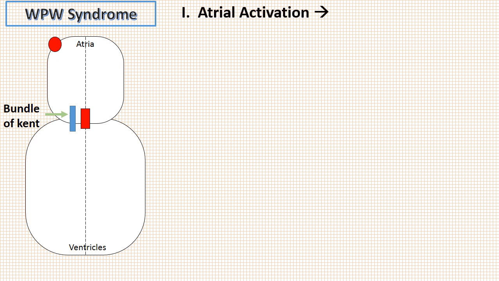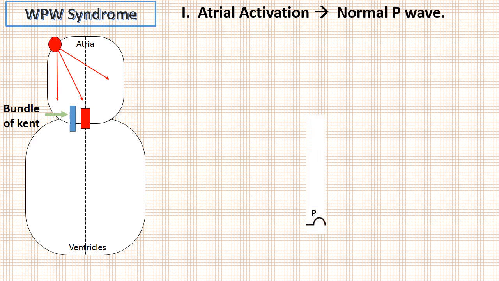First, atrial activation. The impulses leave SN node and activate the atria in normal way, so there will be normal P wave. Second, ventricular pre-excitation. These impulses are now conducted by both anomalous pathway and normal pathway. But the anomalous pathway does not possess the normal anatomical and physiological properties of AV node, which is normal AV nodal delay. So, impulses are conducted at a relatively rapid rate compared to normal pathway.